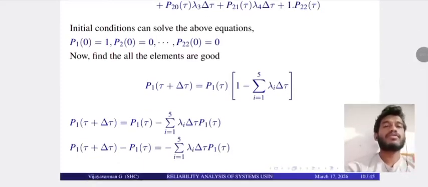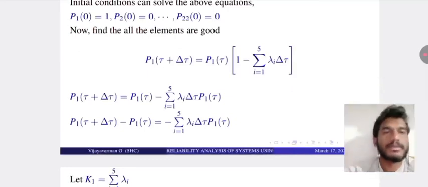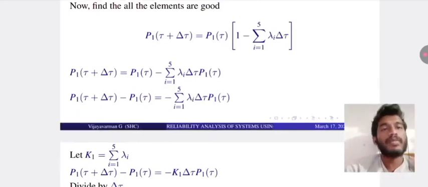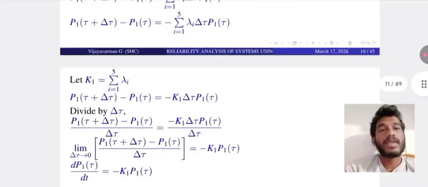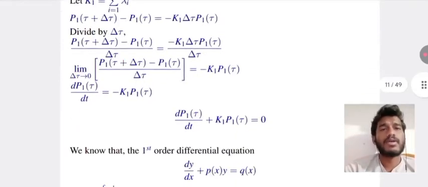Now the initial conditions for solving the problem: P1 of 0 is equal to 1, and P2 of 0, and so on, are equal to 0. To find the probability that all the elements are good, we take the first equation and derive P1 of t. We multiply and bring the summation for i equal to 1 to 5 of lambda i to this side, and I take it as k1. So we substitute in this equation and derive by delta t, taking the limit delta t equal to 0.